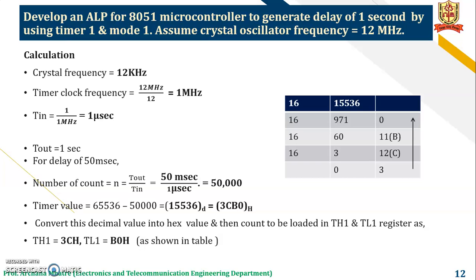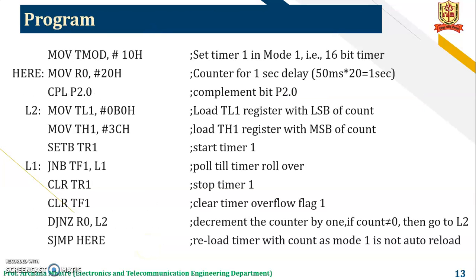Now next is a program to generate a delay of 1 second, using timer 1 and mode 1. The calculation is the same as we have seen in the earlier example. So the program is that here we have to generate the 1 second delay. First, TMOD is equal to #10H. It indicates that we are using timer 1 in mode 1. Then this is the counter. Then complement the particular bit. Then load the TL1 and TH1 registers with the calculated value.